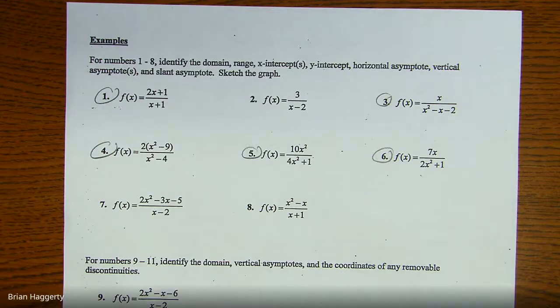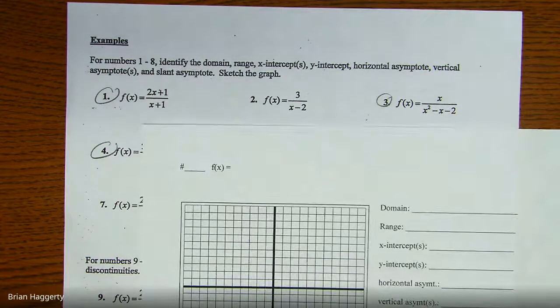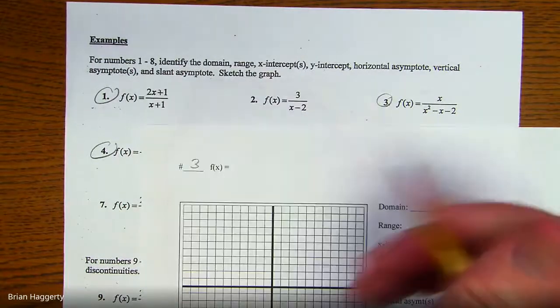All right, we're skipping over number 2. There's nothing that was overly interesting there that we're not going to address in one of the other examples. So we're going to hit 3.